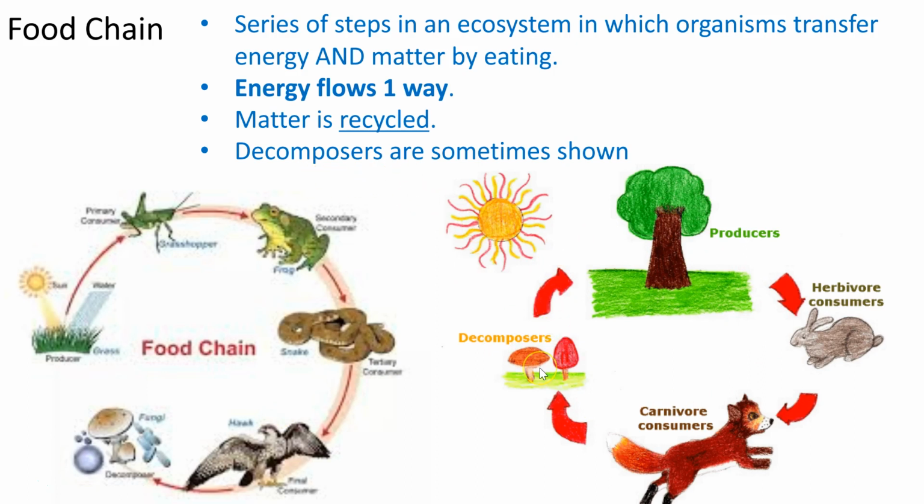Sometimes in a food chain, decomposers are shown, like this one here, but sometimes you won't see them. Those food chains stop with the top carnivore, the fox here, or what is that, a hawk or eagle over here. There's a series of steps in the ecosystem which shows how one organism eats another. Sometimes you'll see the sun, sometimes you won't, but it's just a one-way flow. So it shows energy flow. One organism eats another, along a chain.